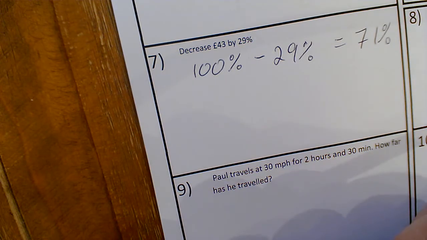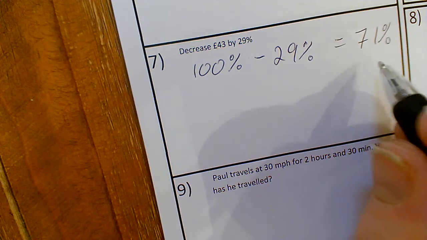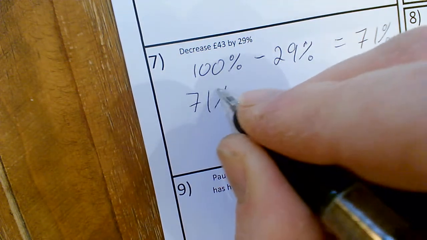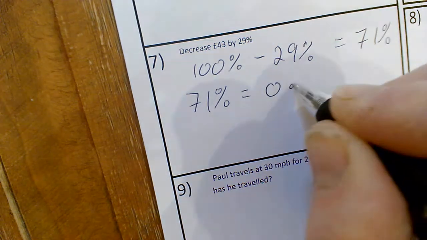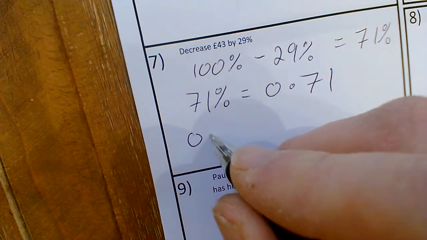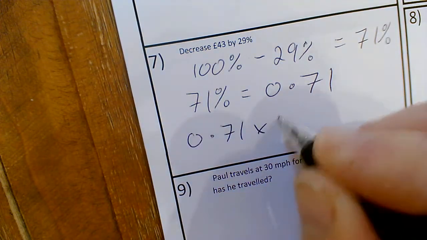Okay? 71 plus 29 makes 100. I want 71% as a decimal. It's just 0.71. And then I'll do 0.71 multiplied by 43.